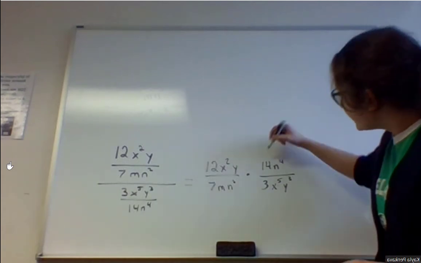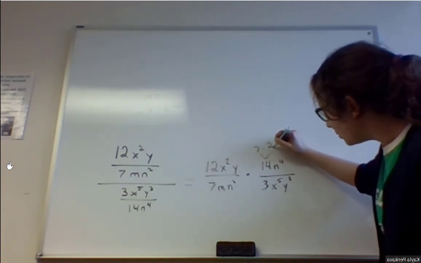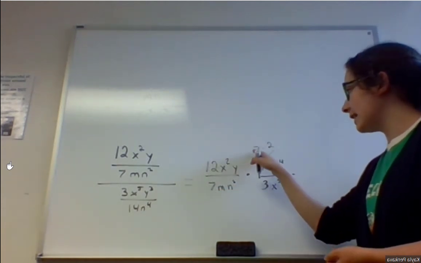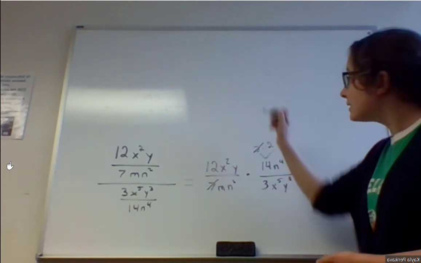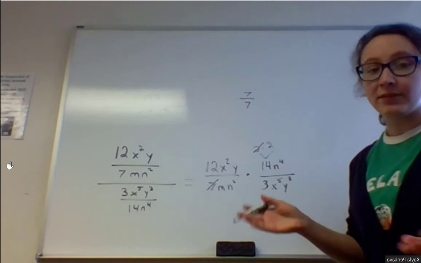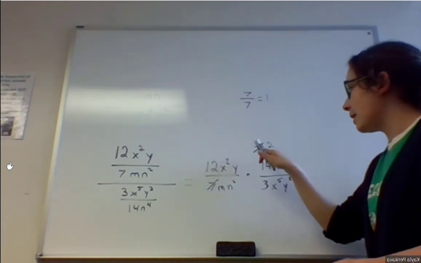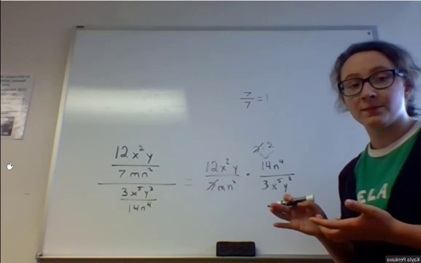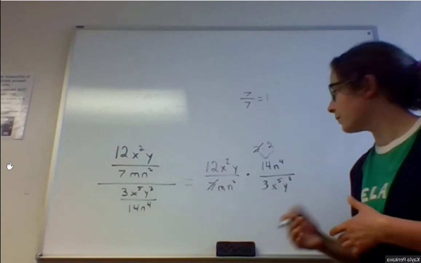So here, 14 is made up of 7 times 2. Since we have a 7 on the bottom and a 7 on the top, those cancel. And the reason is, what is 7 divided by 7? 7 divided by 7 is really 1. So having a 7 on top and a 7 on bottom is like multiplying the rest of it by 1. So we can just get rid of that because 1 times anything is itself.